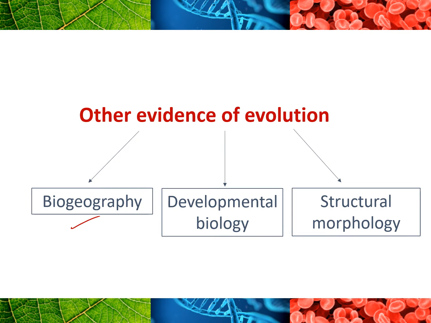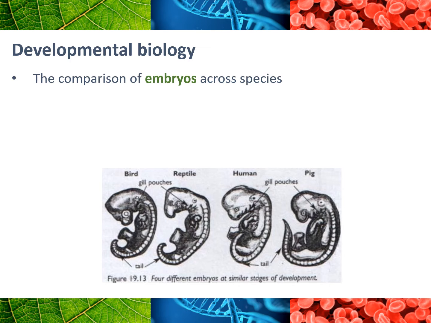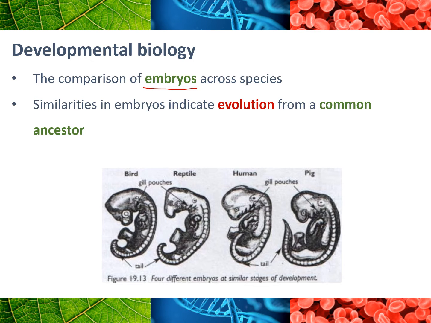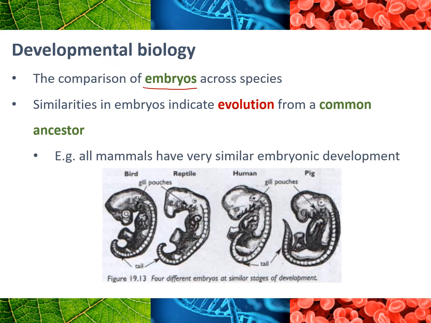So we've looked at that. We're going to look now at developmental biology. Developmental biology is basically just comparing embryos across species. Similarities in embryonic development indicate evolution from a common ancestor. And I'm sure you've seen pictures of human embryos before and thought, that kind of looks like a tadpole. And this is true. All animals have actually very similar embryonic development.